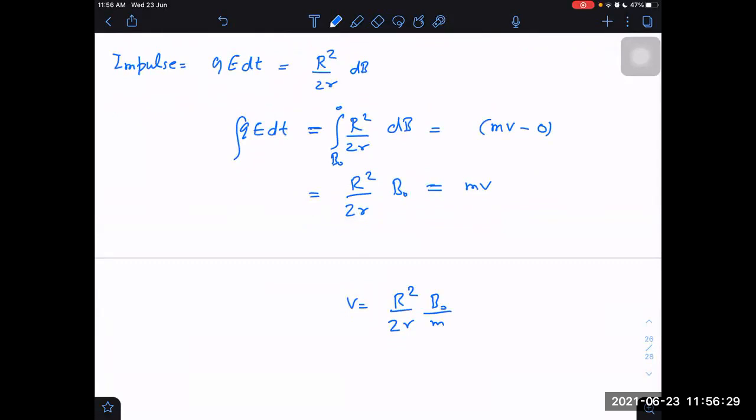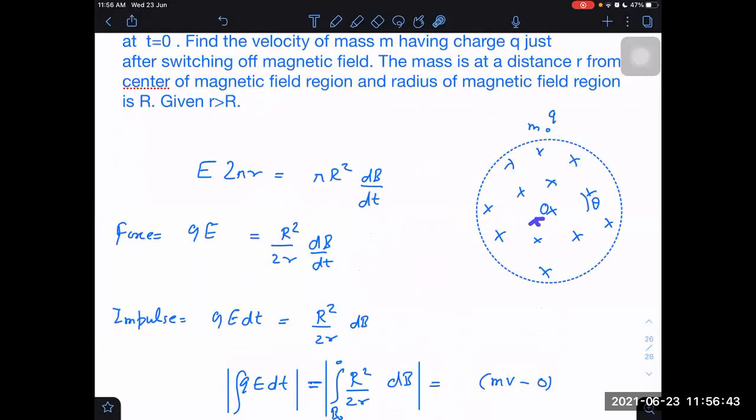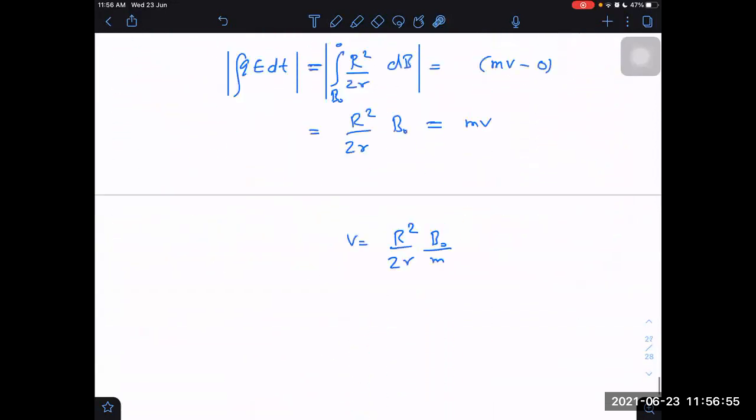Direction, sir, we can tell. I cap. Crosses are decreasing. It will try to create its own cross. It will create its own cross by sending the field in which direction? Clockwise. Cross means clockwise, correct? Clockwise is I cap. It will be going along I cap direction then, right?